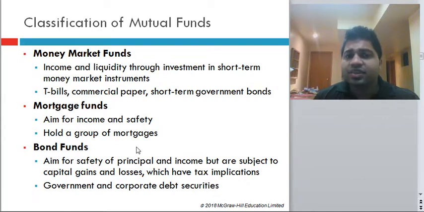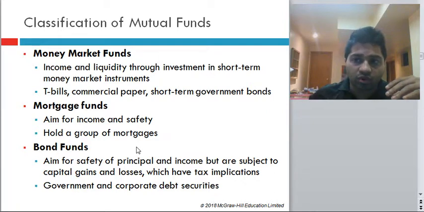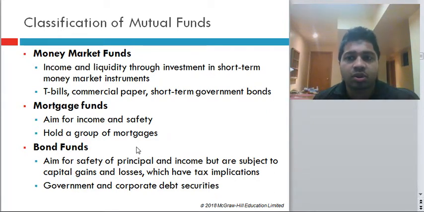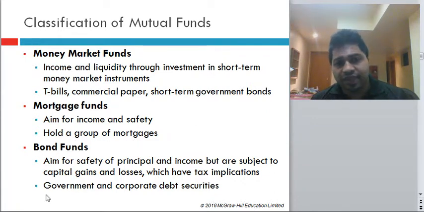Mortgage fund, they invest for income and safety. Mortgages, they generally buy loans from loan companies. For example, say I'm RBC, and I have $100 million worth of loans, for example housing loans, and those people who have taken loans from me pay it back. These mutual fund companies buy these housing loans. So when the actual loan holder pays, the bank transfers the money to the mutual fund company. So it aims for income and safety, and holds a group of mortgages. They are relatively safer than bond funds because you have assets there.